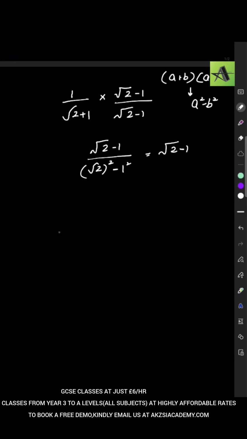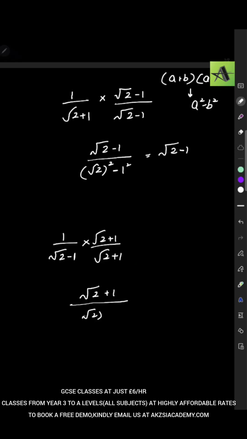denominator. Let's say now instead of 1 over root 2 plus 1, we have 1 over root 2 minus 1. So I'll divide and multiply using the opposite sign, the positive sign. So it will be times root 2 plus 1 over root 2 plus 1. So 1 times root 2 plus 1 is root 2 plus 1 over root 2 minus 1 times root 2 plus 1. Again same, a plus b times a minus b will give me a squared minus b squared. Root 2 whole squared minus 1. So the answer is root 2 plus 1 over 2 minus 1, which is just 1.